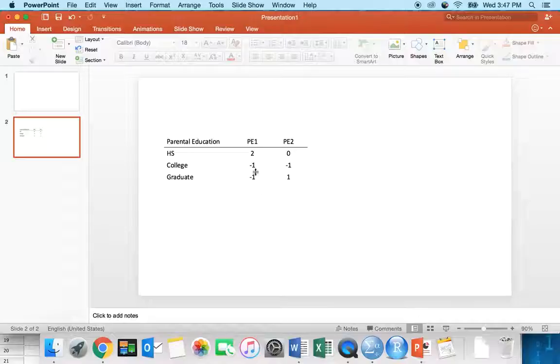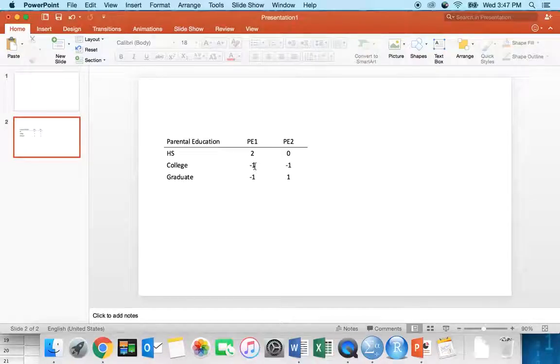All right, so what we can see from these codes are PE2 is pretty straightforward. We got rid of high school by assigning that a weight of 0. However, here we assigned -1 and 1. Well, we know this from our contrast code that we just talked about, that for PE2, the coefficient is going to be 1/2 the difference, because I'm going 2 units, between the mean of college and graduate level of education, parental education.